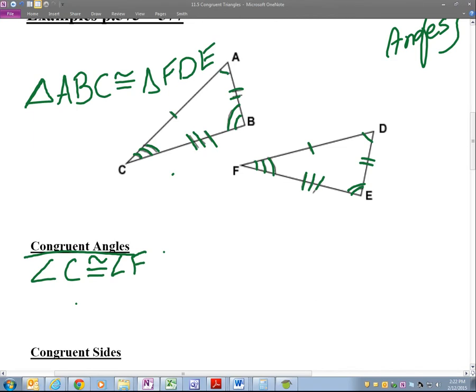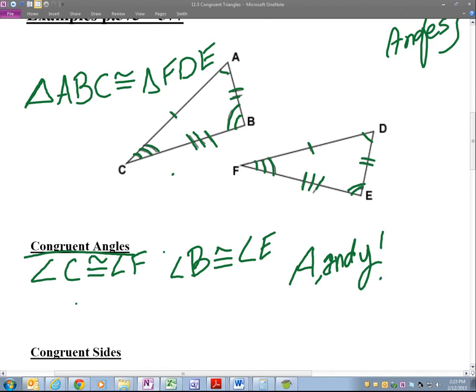Then we have, Sydney, what you got? Angle D is congruent to angle what one? B to E. Oh, okay, gotcha. Angle B is congruent to angle E, as in elephant. Then there's one more. Sydney, what you got? She said A and D.